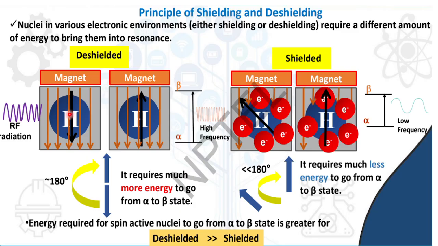So the energy required for spin active nuclei to go from alpha to beta state, or ground state to excited state, will be greater for the deshielded one as compared to the shielded one. Is it clear what is shielding and deshielding and why the energy required is higher in case of the deshielded one as compared to a shielded one? Clear? Okay.